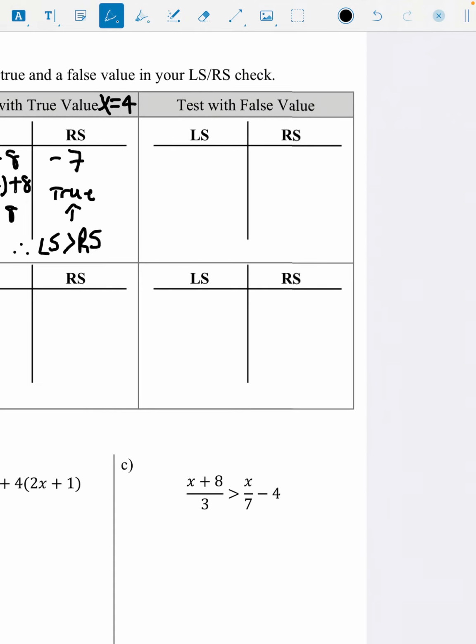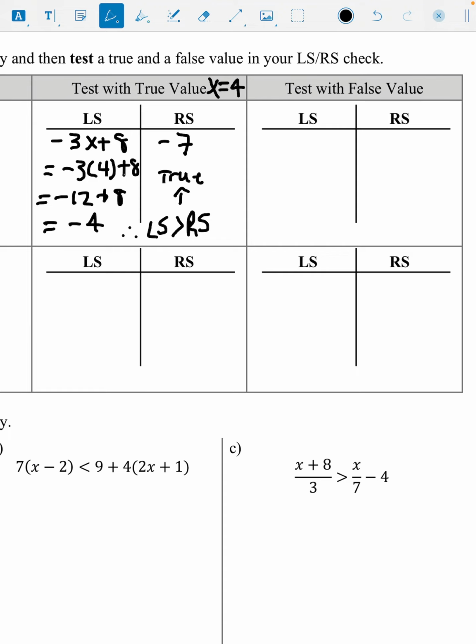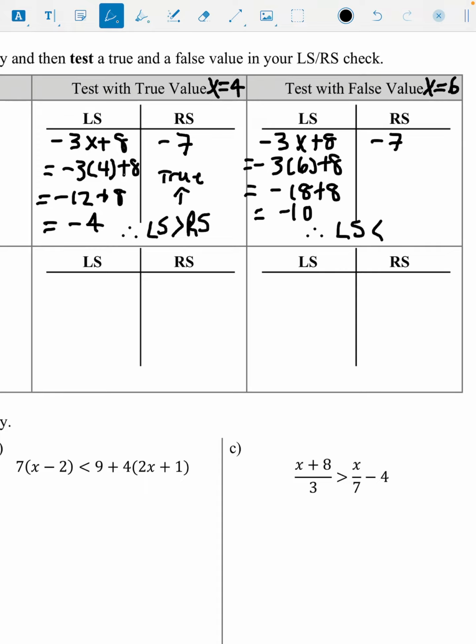Now let's try the false value. I'm going to choose x equals 6 because that does not satisfy the inequality. If we write in our left side and right side again, negative 3x plus 8 on the left and negative 7 on the right. Just going to plug in 6 for x. And that equals negative 18 plus 8, which equals negative 10. So we prove that this false value does not satisfy the inequality, which means that the answer we found when solving the inequality is correct.